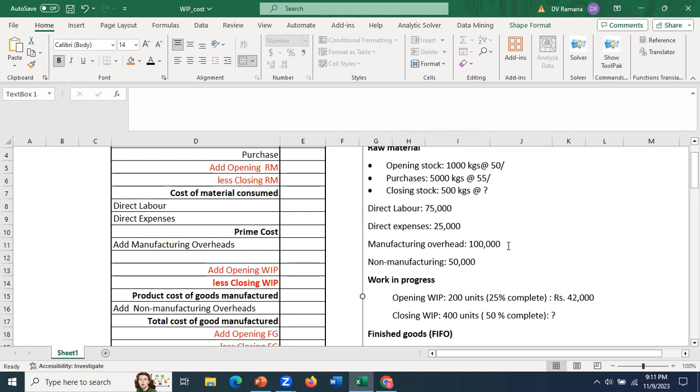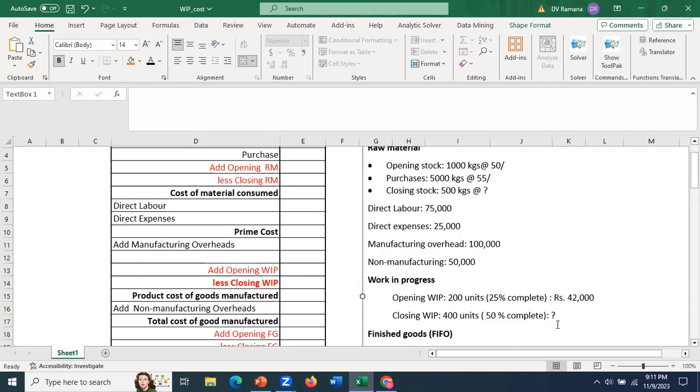Because we are following FIFO, we would like to first complete these 200 units, complete the balance work left, 75%, during the month of October. So 42,000 rupees was spent in the previous month to complete 25% of the work. And by the end of October, we still have 400 units of work in progress, and the amount of work done is 50%.